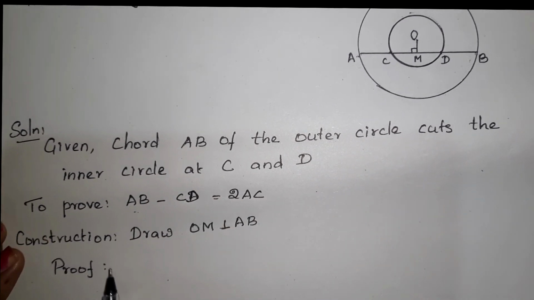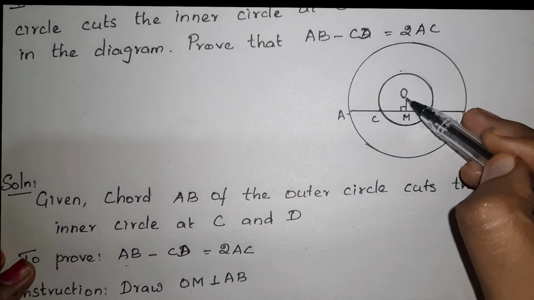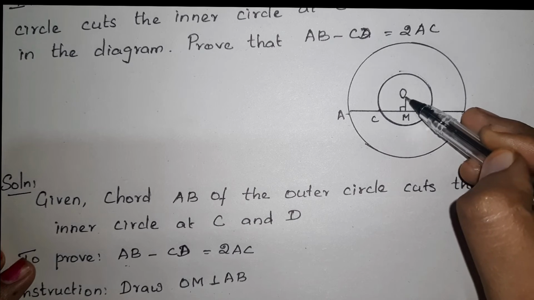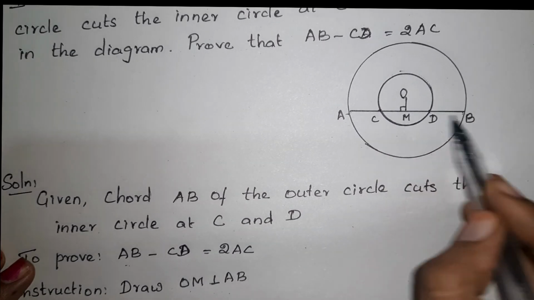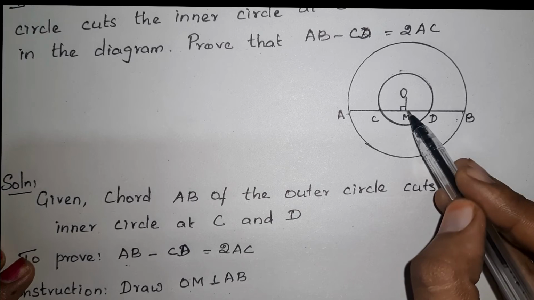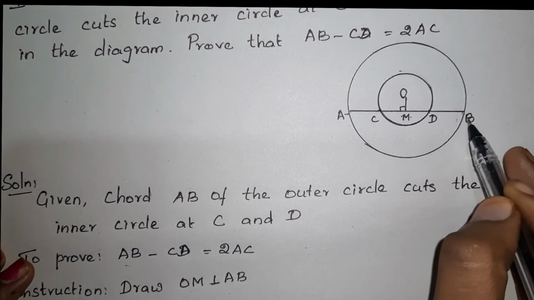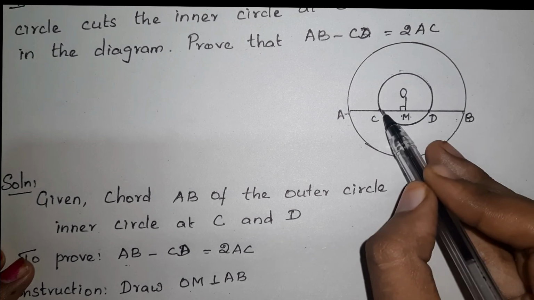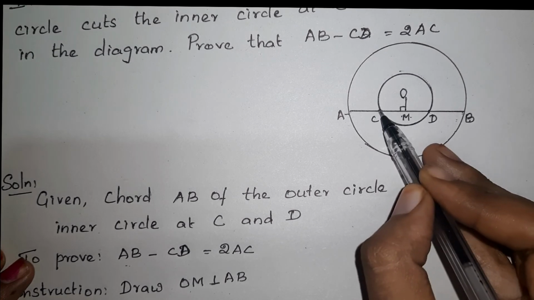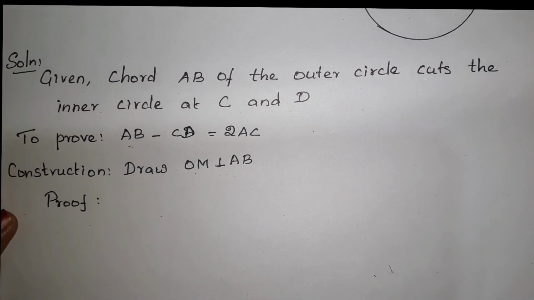Next, construction. Draw OM perpendicular to AB. So OM is perpendicular to AB. So the meaning is it will bisect the chord. So it bisects. So AM value is equal to MB value. Also if you take the small chord, here also CM value is equal to MD value. Let's see now. Proof we can do.